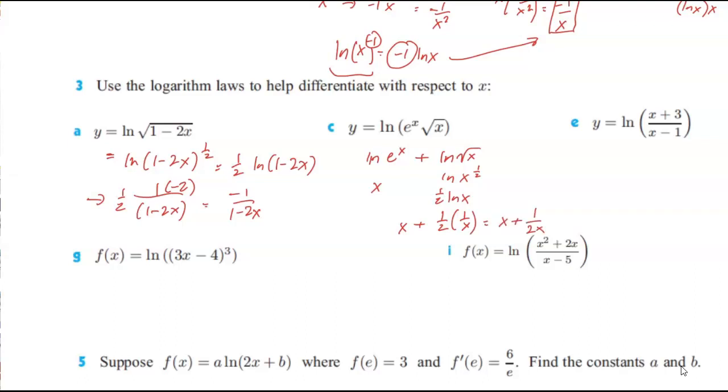When did I actually take the derivative? I actually took the derivative here, right? Here I was just rewriting. Here I was just rewriting.